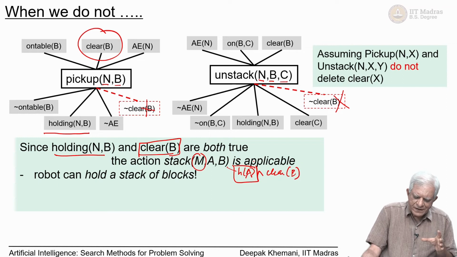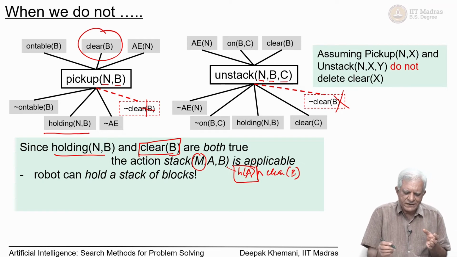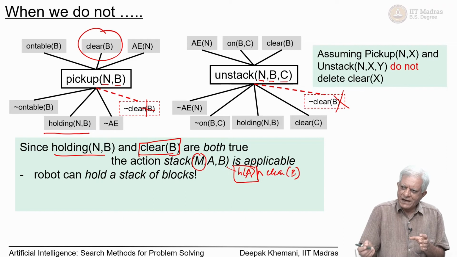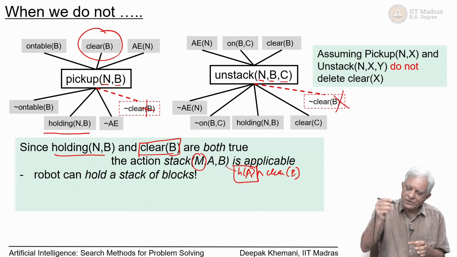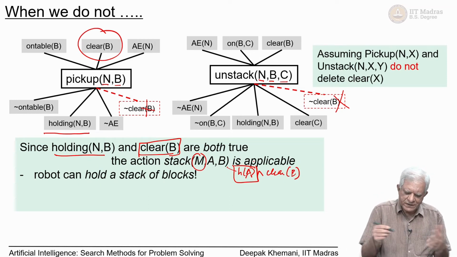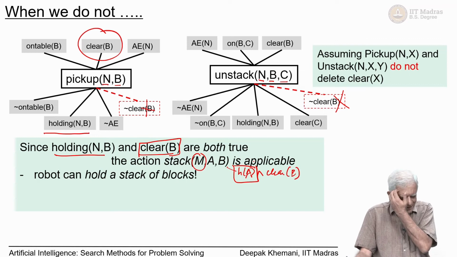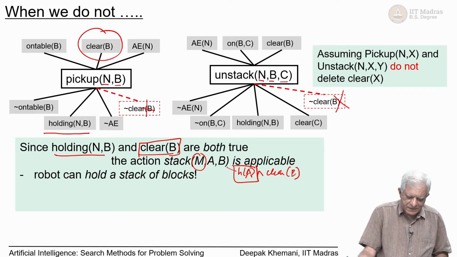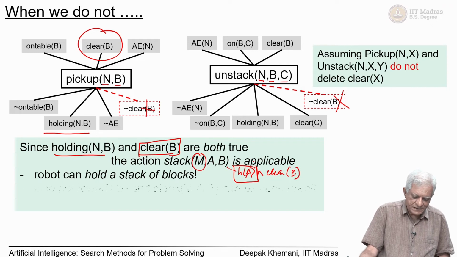This means that eventually a robot can end up holding a stack of blocks. It is holding B, for example, in this case, and then another arm has come and stacked A on top of B. Maybe a third arm will come and stack some D on top of A and so on. So, it can hold a stack of blocks, and that of course may affect the makespan of our plans essentially.